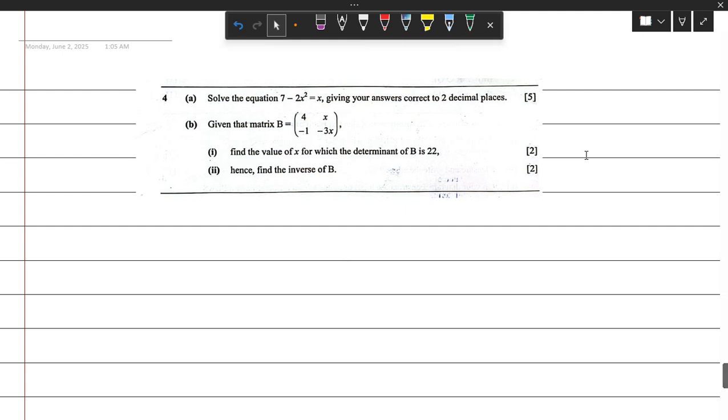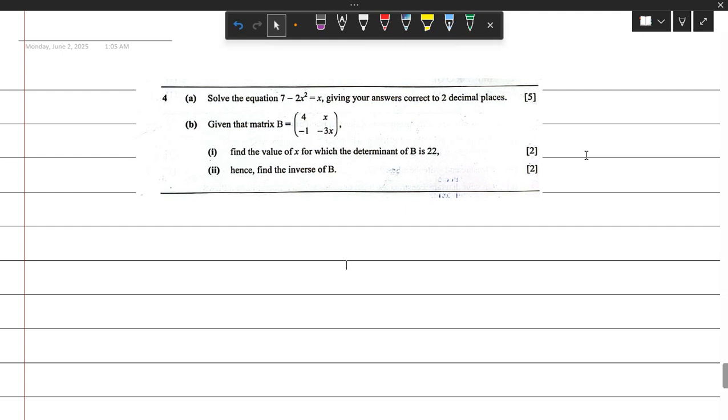First of all, before you watch the video, solve on your own, then compare with my answers at the end. So for question 4, solve the equation 7 minus 2x squared equals x, giving your answer correct to 2 decimal places, that is 5 marks. And then part B, given that matrix B has first row 4 and x, and second row -1 and -3x, find the value of x, provided the determinant of B is 22, and hence evaluate the inverse of B.